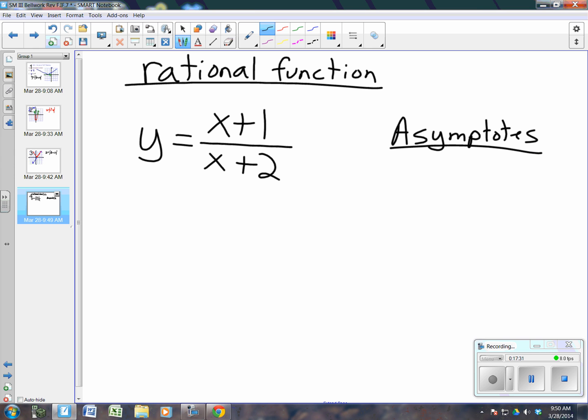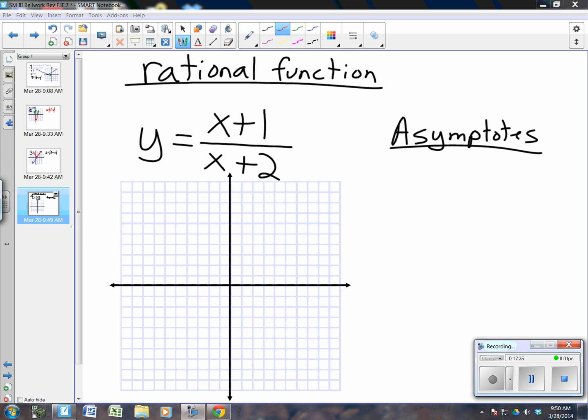In your groups, decide where your vertical asymptote for this one's going to be. I'm going to give you a minute. Go. Talk. Okay, where would the vertical asymptote be? Negative 2. That's right. Because when x is negative 2, plus 2 would make 0 in the denominator, and division by 0 is undefined. So we are going to go to negative 2, and we are going to draw a dotted line along x equals negative 2. That's going to be our vertical asymptote.